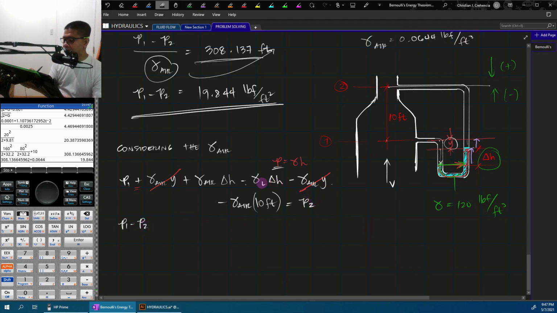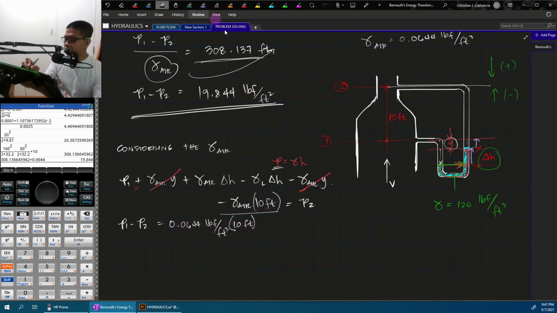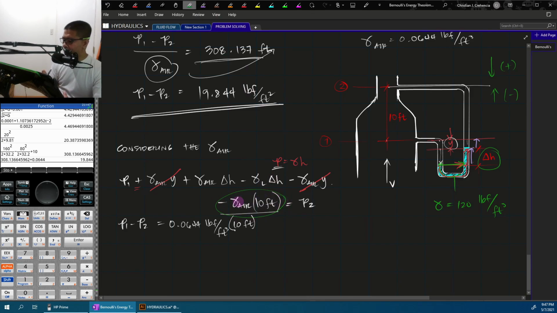Transpose natin ito sa kabilang side ng equation. Then, this will be equal to... So, eto unahin ko na to. So, unit weight ng air, 0.0644 pound force per cubic foot multiplied by 10 feet. Okay? So, positive. So, okay na to. Bilugan ko lang na para hindi tayo malito.